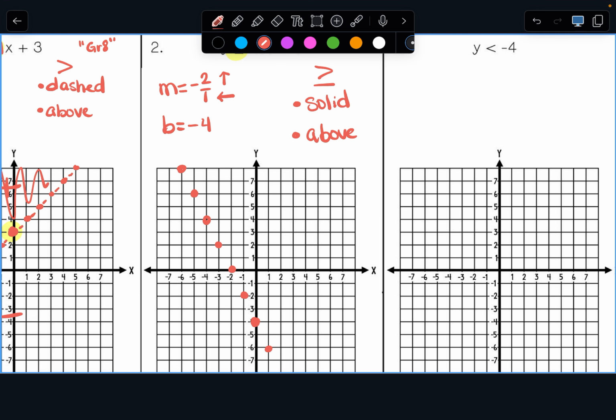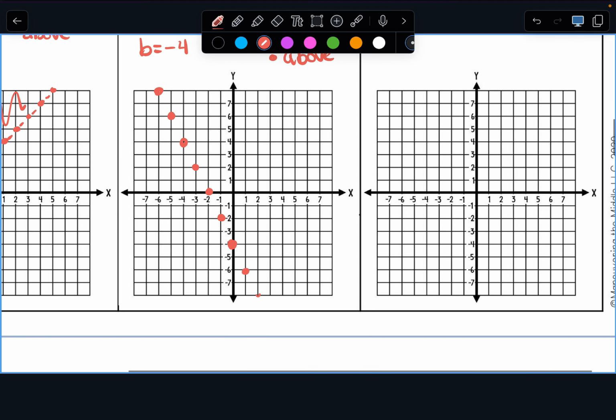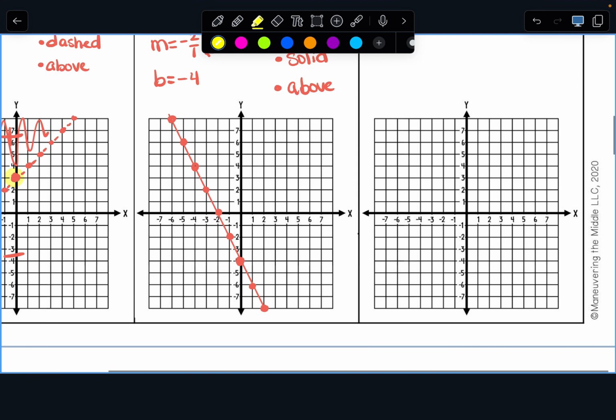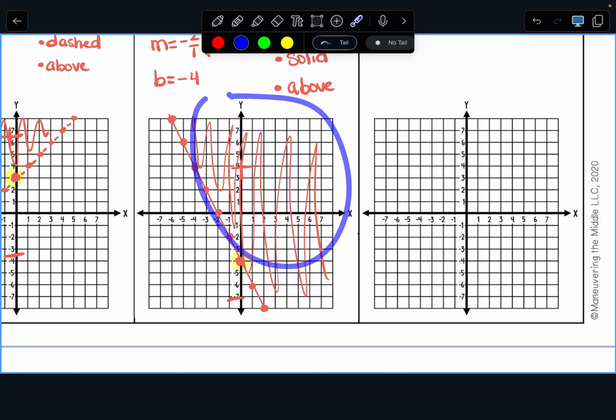But this one is a solid line, so what do we do? Connect all the points. No gaps. Okay? No gaps. We are going to shade above, so look at your y-intercept. What numbers are above a -4? Positive numbers or numbers that are even more negative? Positive. So this side up here would be your above. Okay?